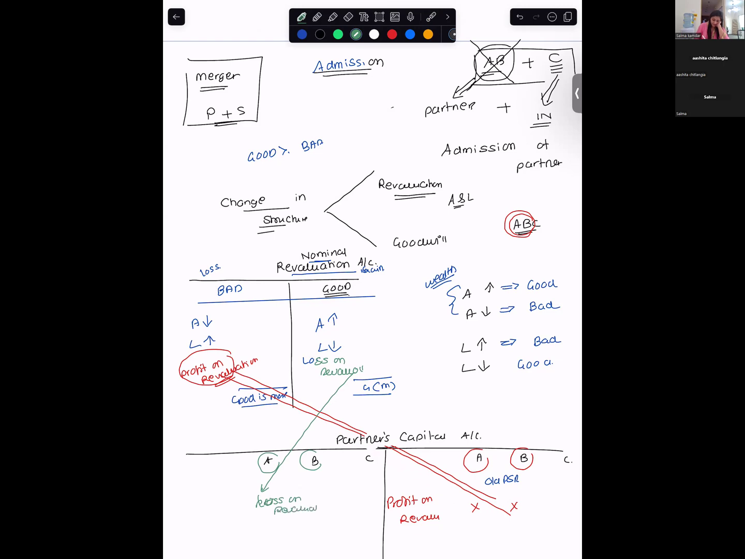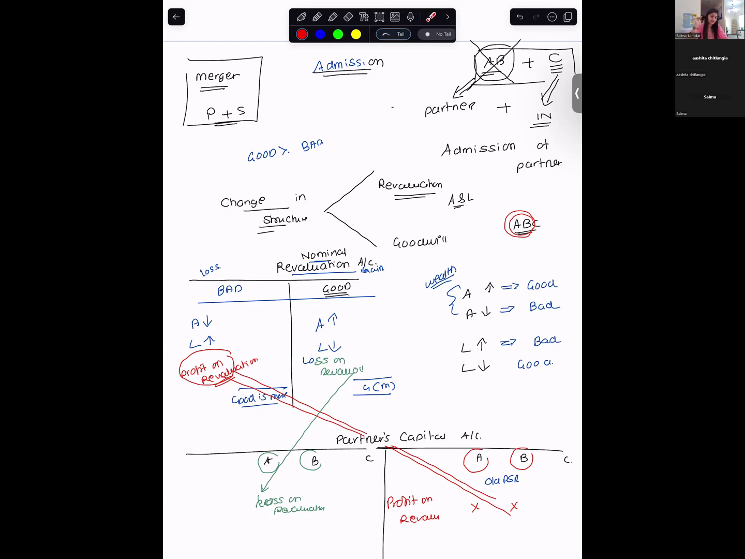Are you with me? I'm taking you to the very most important thing. Profit on revaluation happens when there is something good happening. And loss on revaluation happens when there is something bad happening. Are you with me?